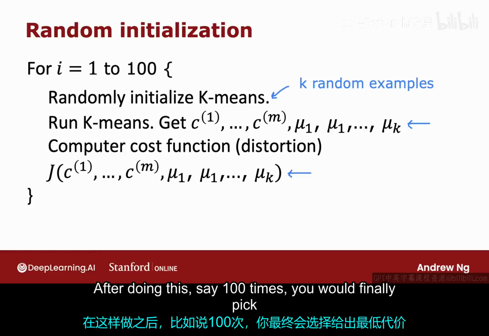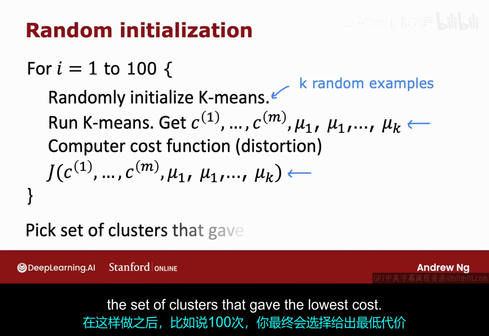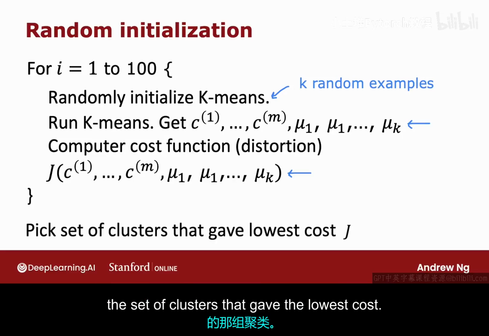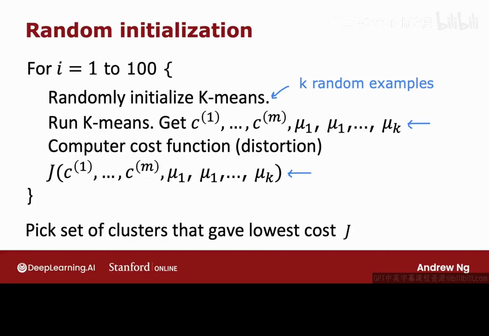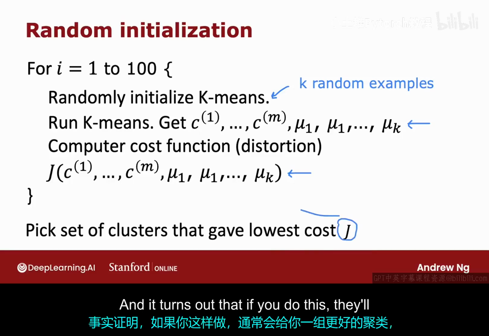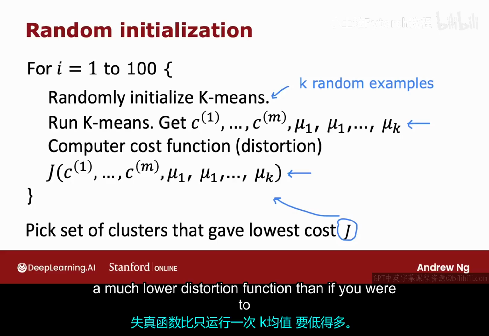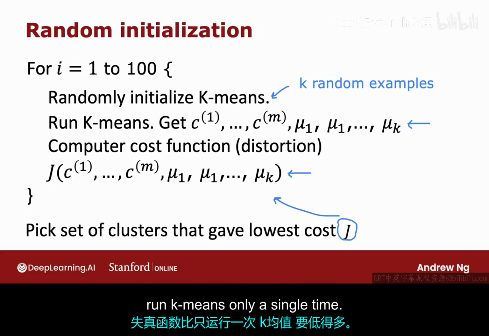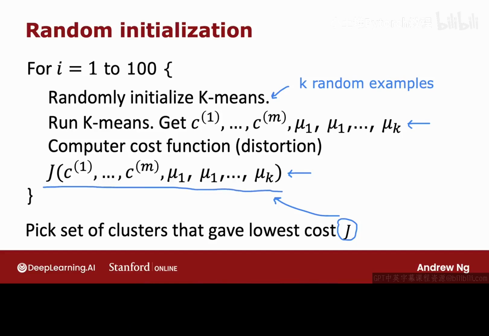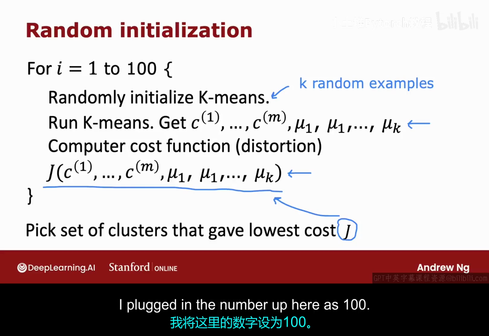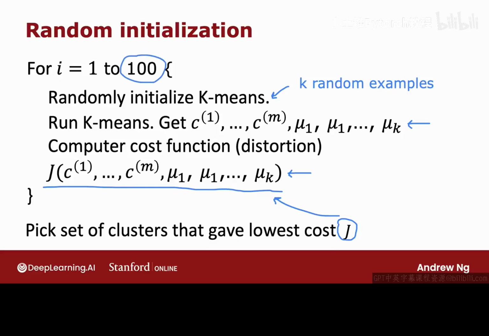After doing this, say 100 times, you would finally pick the set of clusters that gave the lowest cost. And it turns out that if you do this, it'll often give you a much better set of clusters with a much lower distortion function than if you were to run k-means only a single time. I plugged in the number up here as 100.